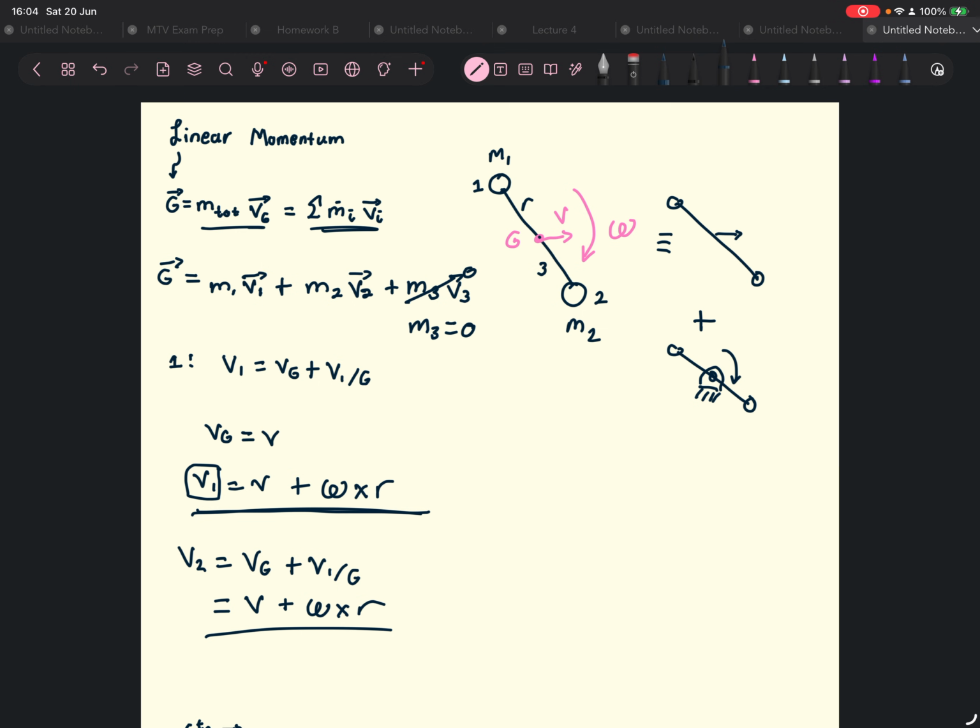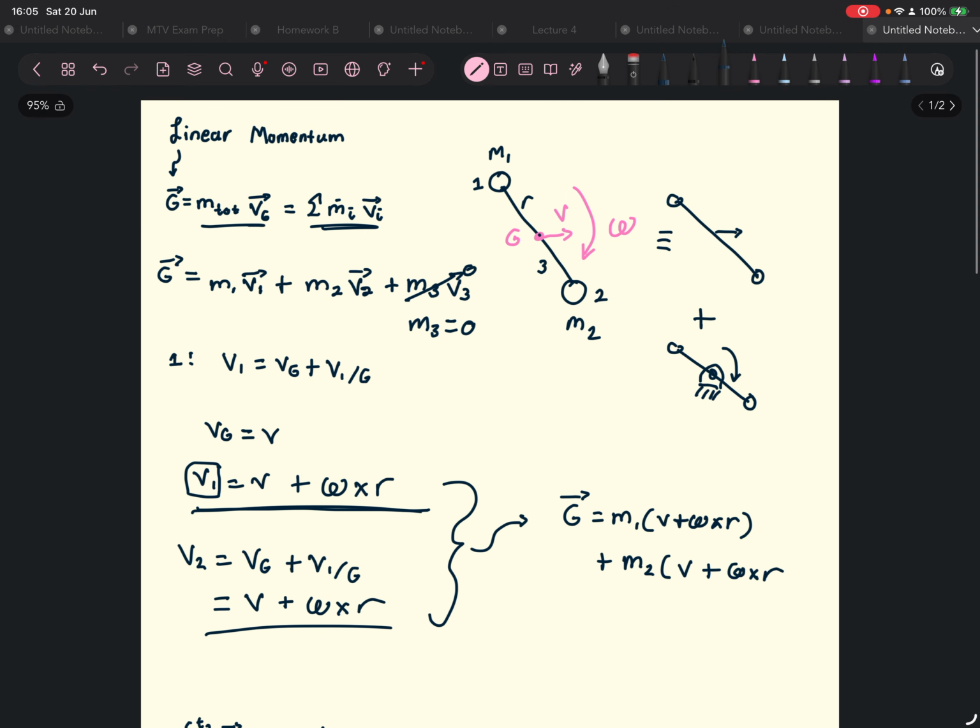So we'll take the mass times velocity to find the momentum of the entire system, right? We'll say the mass of particle 1 multiplied by its velocity, which is going to be equal to v plus omega crossed with r, and then plus the one for particle 2, which is going to be the mass of particle 2 times v plus omega crossed with r.